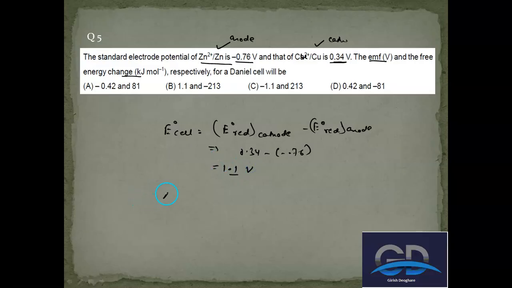Right, and delta G naught is equal to minus nFE naught. So putting the value, the n factor over here is 2, F is 96500, into E, which is 1.1. So the answer comes out to be minus 213 kilojoules. So for this question, answer B is correct.